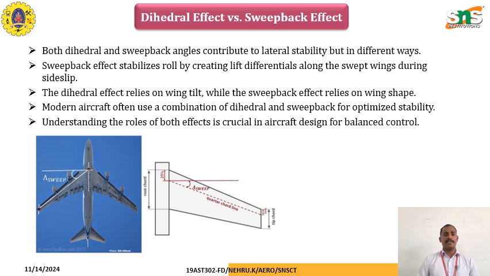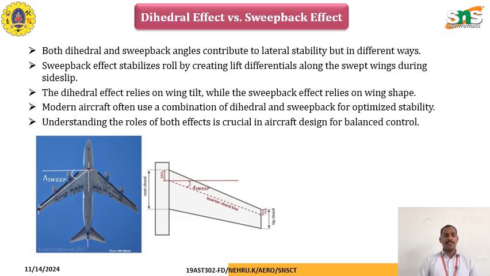Next, coming to the dihedral effect and the sweepback effect, both dihedral and sweepback angle contribute to lateral stability, but in a different way. Let us take the sweepback effect. Stability rolls by creating a lift differential along the swept wing during sideslip. So the dihedral effect relies on wing tilt, while the sweepback effect relies on wing shape. So wing tilt and wing shape play the major role.